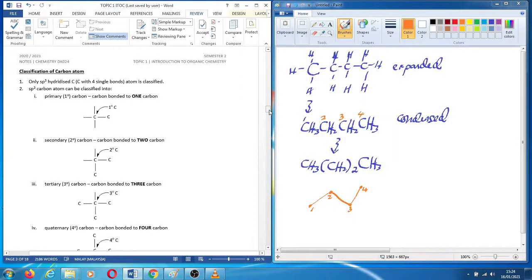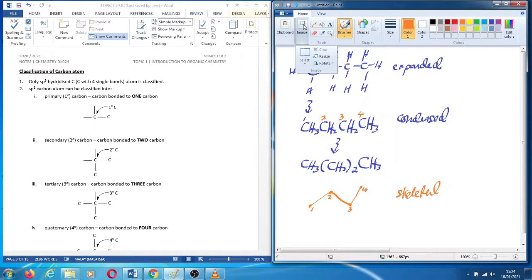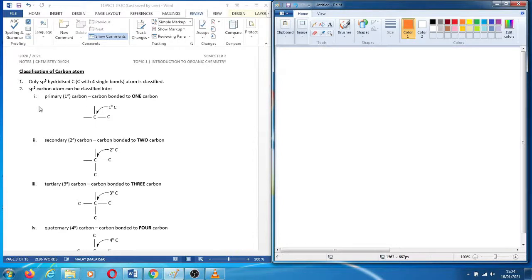Okay, that is about the expanded, condensed and skeletal structure. Okay, the second one is about the classification of carbon atom. How exactly do you want to classify your carbon atom? Only sp3 hybridized carbon with 4 single bonds is classified. It means that when you want to classify our carbon, it must consist of single bonds.